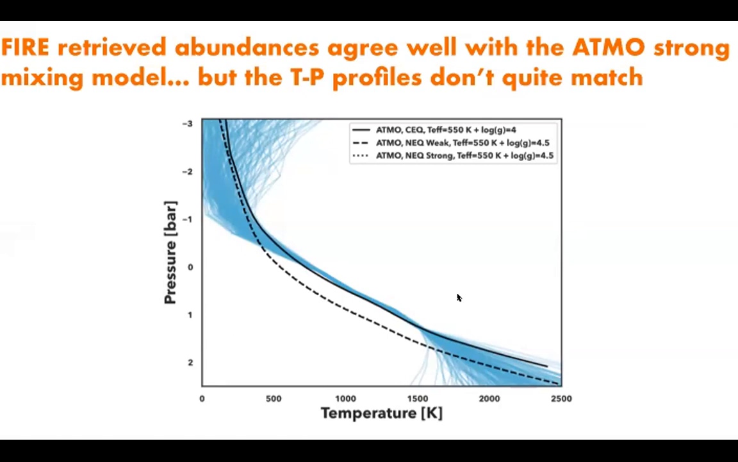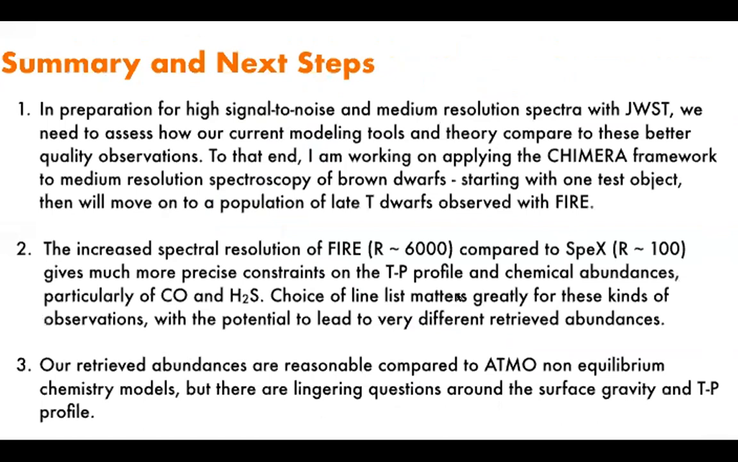So just some summary and some next steps. In prep for high signal to noise and medium resolution spectra with James Webb, we really need to assess how our current modeling tools and theory will compare to these better quality observations. To that end, I'm working on applying the Chimera retrieval framework to medium resolution spectroscopy of brown dwarfs.